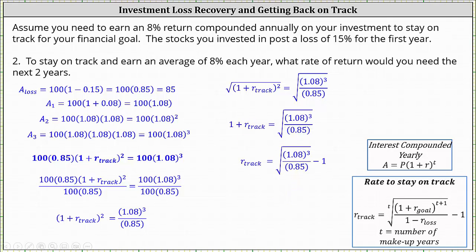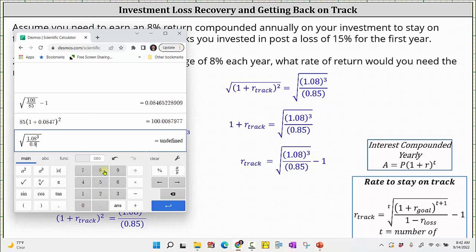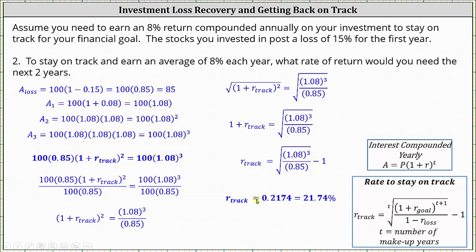And now we go back to the calculator. We enter the square root, and then we have 1.08 cubed, right arrow, divided by 0.85, right arrow, minus 1. To 4 decimal places, we have 0.2174, which means r sub T, the rate to get back on track, is approximately 0.2174, or 21.74%, which means you would need to earn 21.74% interest each year for the next 2 years in order to get back on track for your financial goal of earning 8% interest compounded annually.